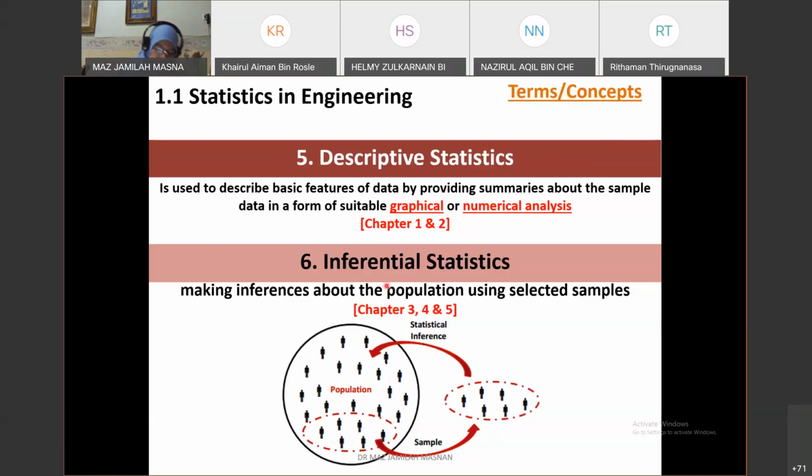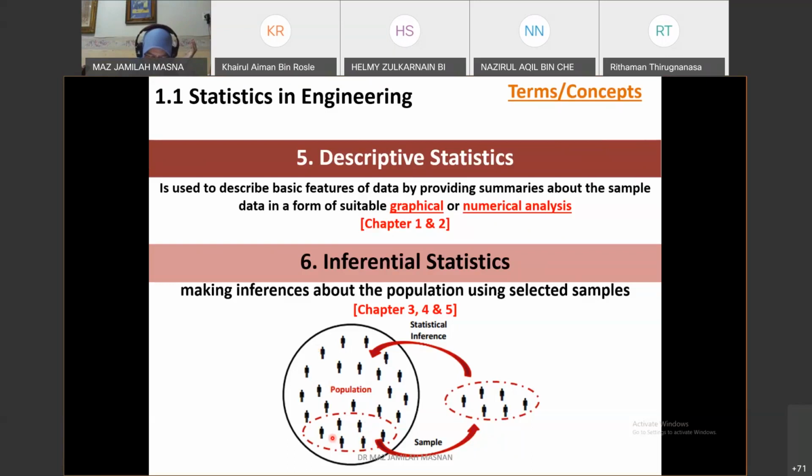Inferential statistic is making inferences about the population using a selected sample. The keyword there, using your population. You know that you wish to conclude about your population, but somehow you don't have enough money, enough time, enough resources. We use the sample, and by using the sample, we want to conclude on the population. That's why the process becomes this way.